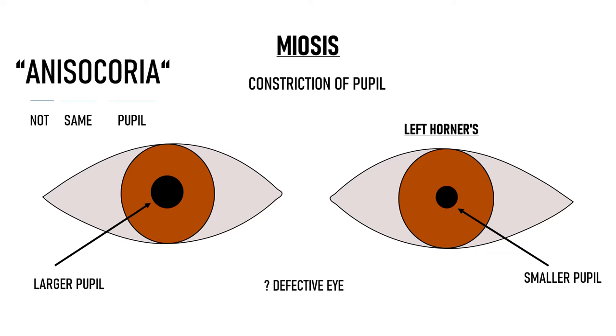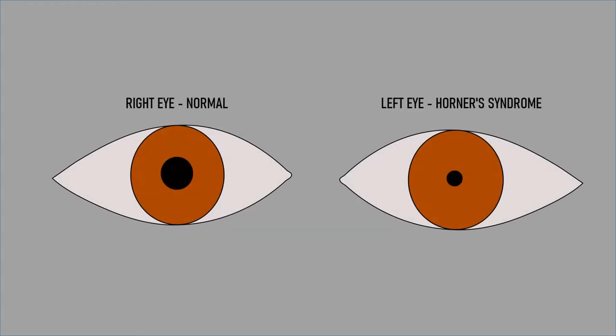So, how do we know which side is affected? What if the side where the pupil is larger is the defective eye and the eye with the smaller pupil is the normal eye? To determine this, we check the change in anisocoria in darkness and in bright light. In darkness, our pupils dilate and this is mediated by the sympathetic pathway.